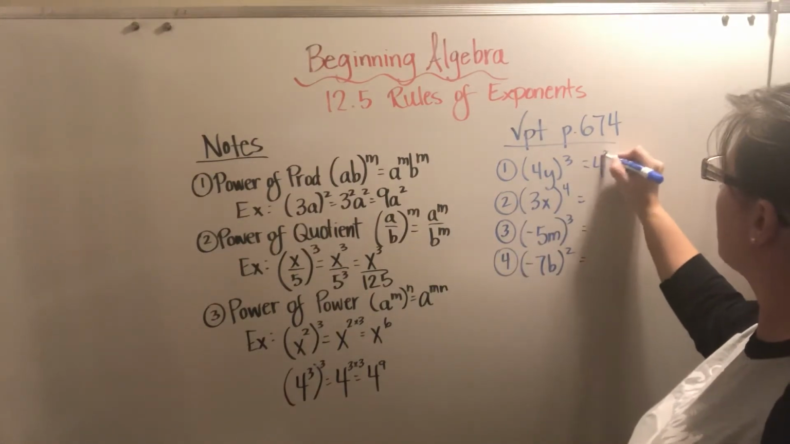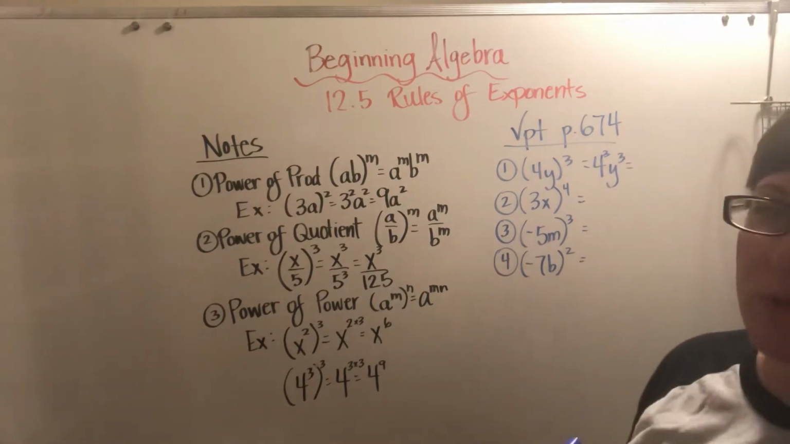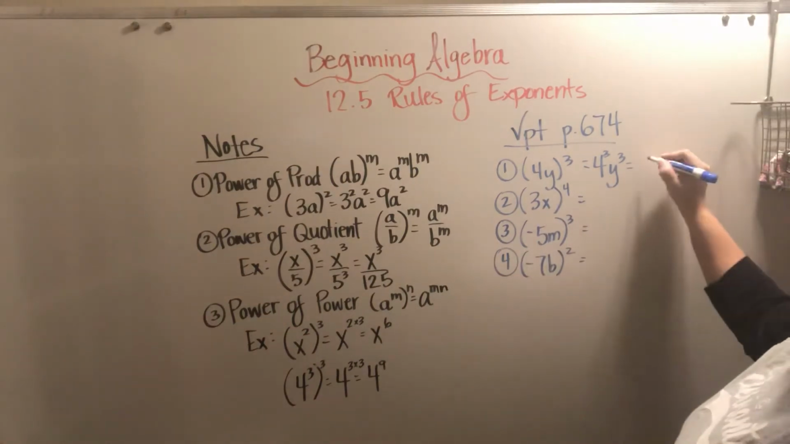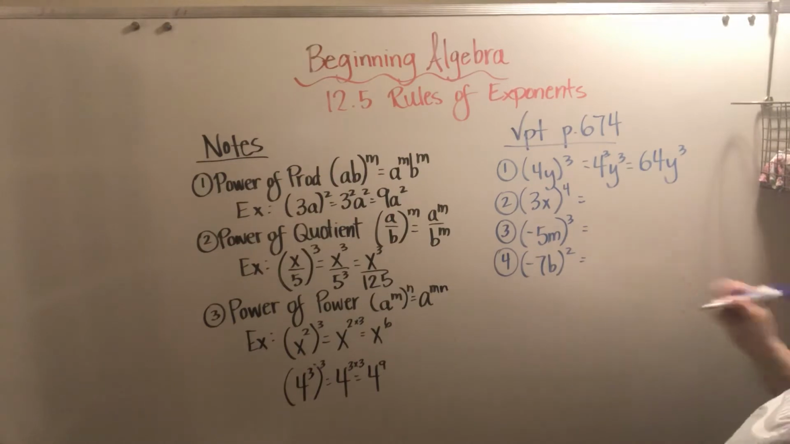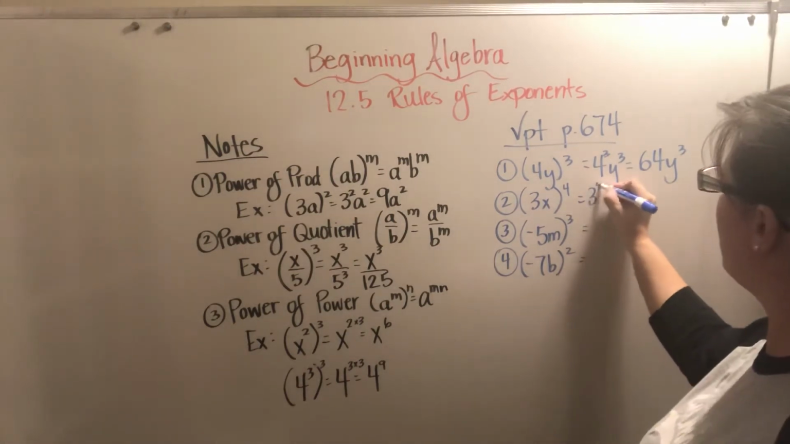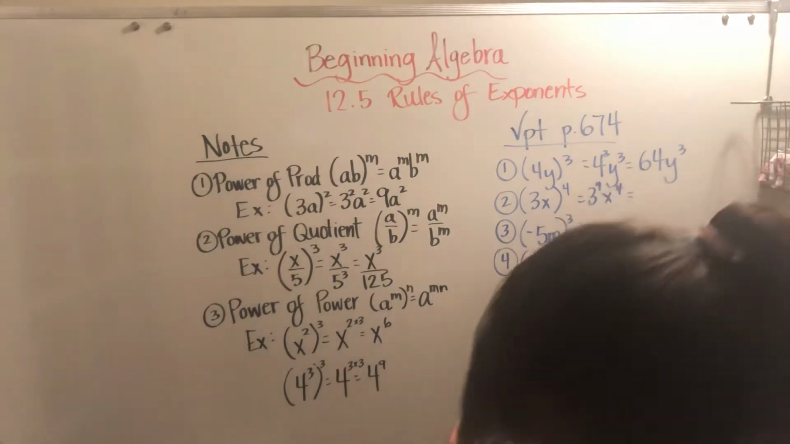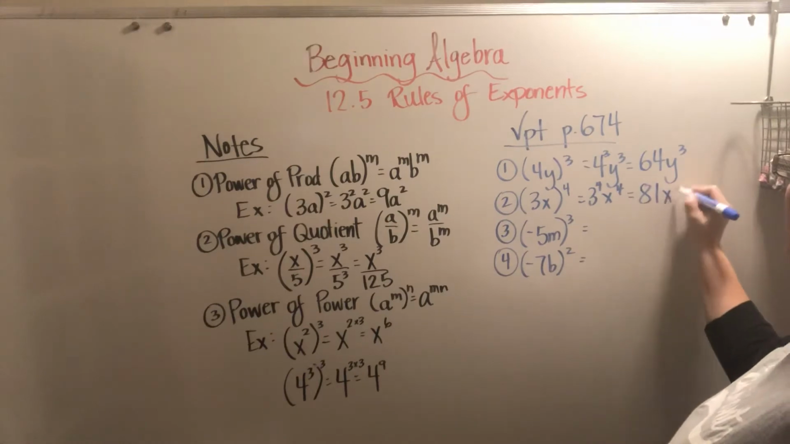As I'm looking at this, that means 4 cubed times y cubed, right? And 4 times 4 times 4 is 64y cubed. Here, 3 to the 4th, x to the 4th. 3 times 3 times 3 times 3 is 81x to the 4th.